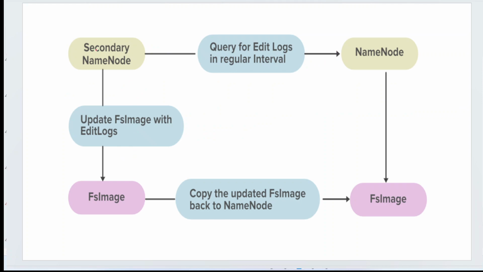And if you see this particular diagram, this secondary name node is going to request the edit logs at regular intervals. From time to time it gets all these edit log files and dumps them in the name node here. And from the name node I am going to store it in the FS image files. The secondary name node communicates to update the FS image with the edit log files, and that information is stored in the FS image, and from the FS image one copy of the updated FS image is sent back to the name node.